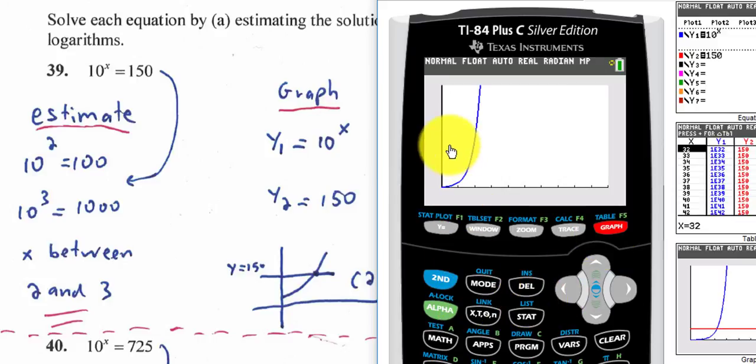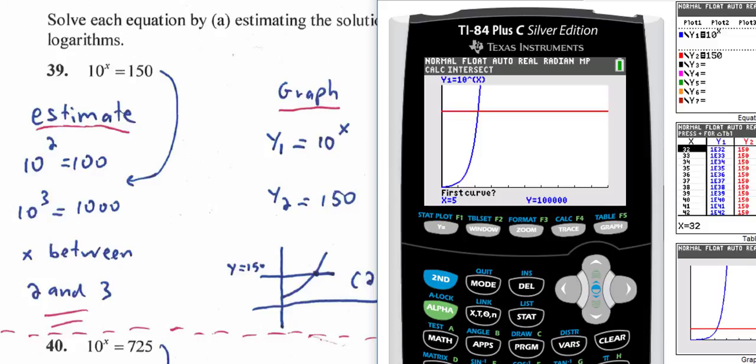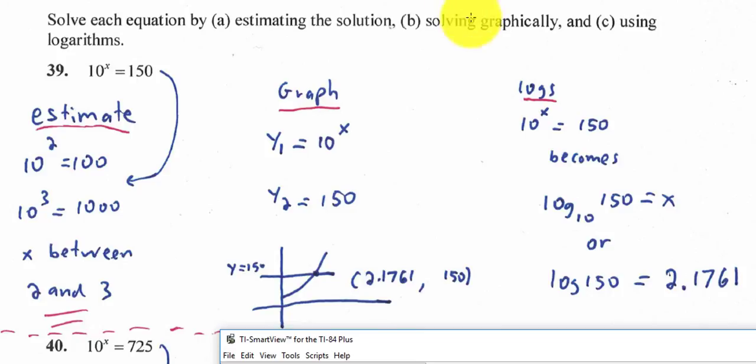and the intersection should be my answer. And remember, we're expecting the answer to be between 2 and 3, closer to 2. I press second, trace, 5, enter 3 times, and you'll notice I get x is 2.17. So ask yourself, is 2.17 between 2 and 3 closer to 2? And the answer is yes, it is. So that's us solving the same problem by graphing.